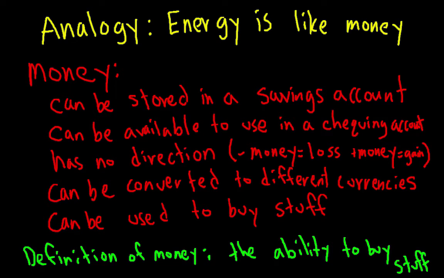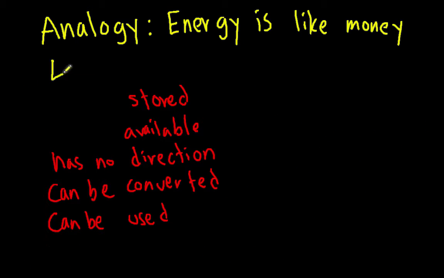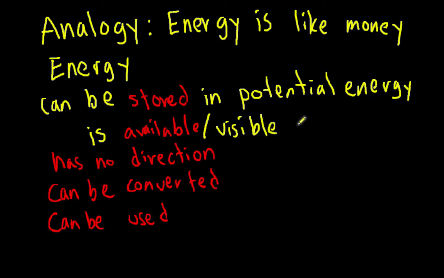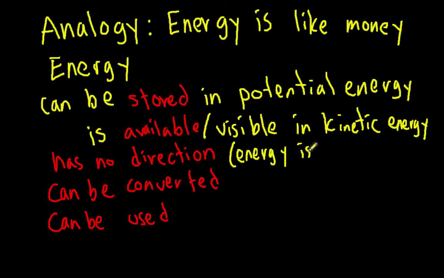We're going to take all these properties of money and look at them in terms of energy. Energy has a lot of the same properties. Energy can be stored. In this case, it's stored in the form of potential energy. Energy is also available to be used or visible when it's in kinetic form. Energy has no direction. You don't have energy to the left or energy to the right. Energy is a scalar, so it doesn't matter which direction it's in.